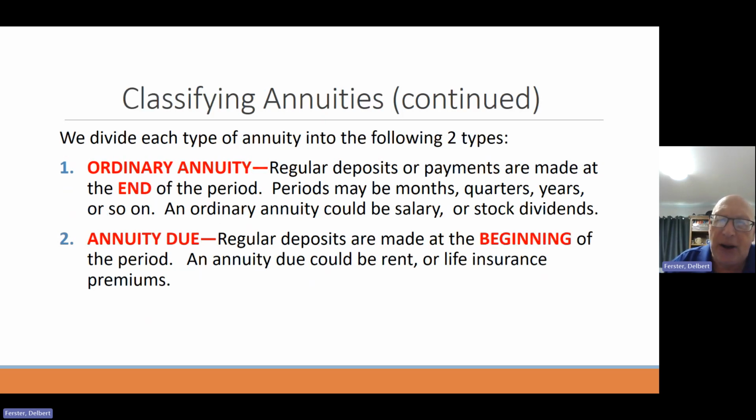All right, ordinary annuities: regular deposits are made at the end of the period. So at the end of whatever the period is, might be a quarter, might be a month, it might be a year, your deposits are made at the end of a particular period. And annuities due, your deposits are made at the beginning of the period.